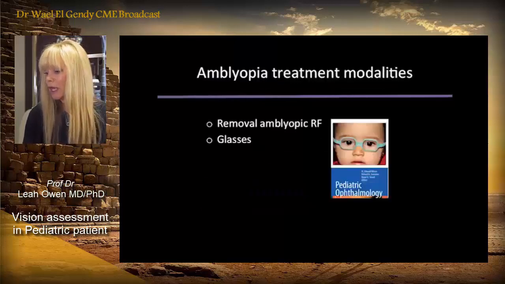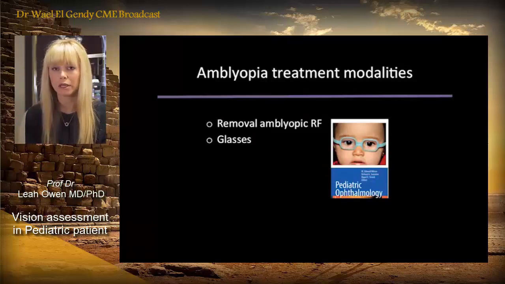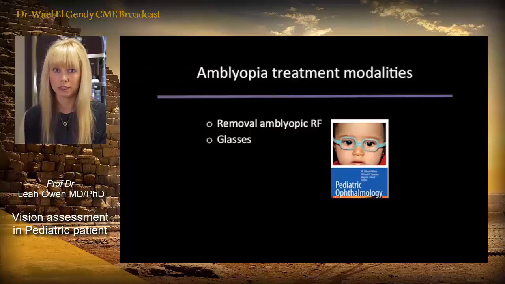The reason for this is not quite clear, and it doesn't always follow this pattern, but in general, that's what we see. So when we treat amblyopia, there are a number of different treatments, but the first thing we think about is how can we remove the risk factor? So do they need glasses? Do they need eye alignment? Do they need cataract surgery?